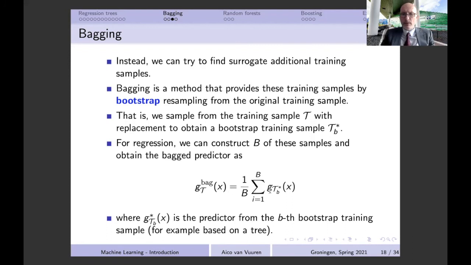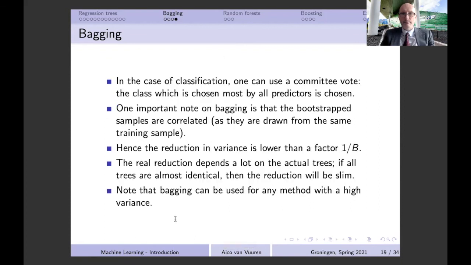From these bootstrap training samples, we are going to build trees. So if we have, in total, capital B of these bootstrap training samples, we are going to have capital B different trees based on those bootstrap training samples. And we can take the average over this, and then we get the so-called bagged predictor. We should realize that this essentially works exactly the same as what we had at the previous slide.